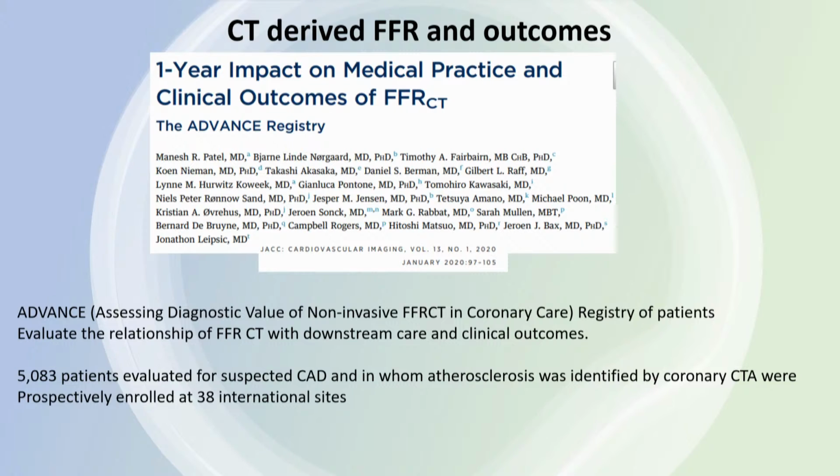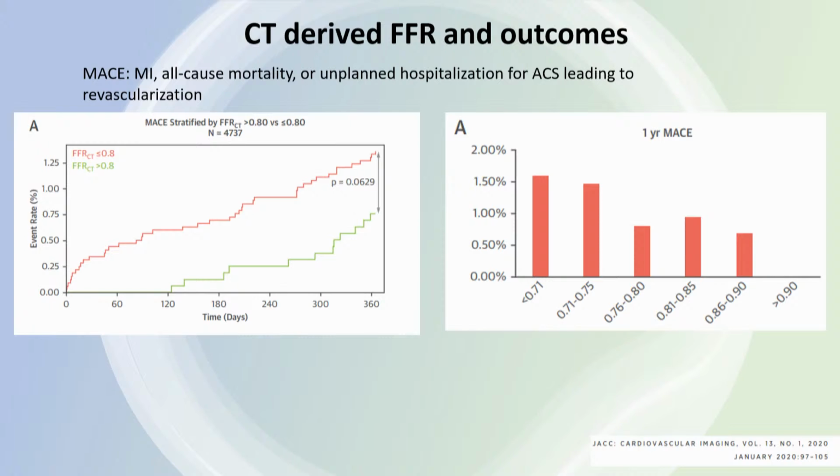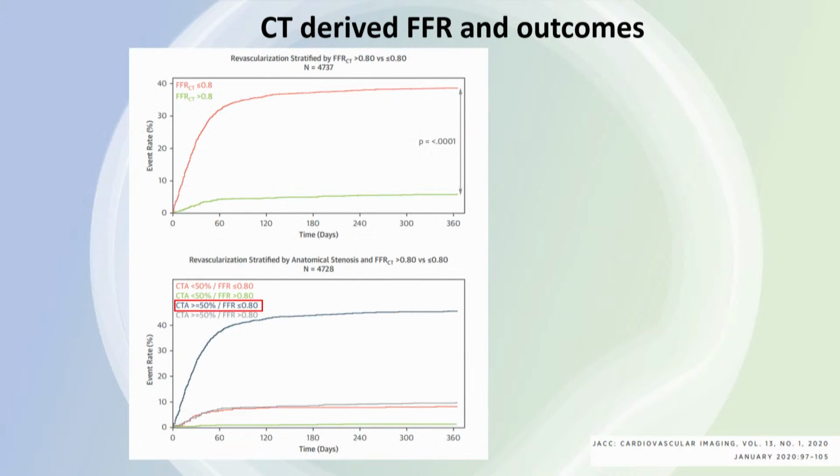They reported the 1-year outcome on 5,000 patients, and all these patients needed to have at least a 30% stenosis on one of the coronary arteries. And they showed that the major adverse cardiac events were much lower if your CT-FFR is greater than 0.8. And this is the red, which is less than 0.8. When you stratify by different categories of CT-FFR, the lower your CT-FFR, the higher the incidence of major adverse cardiac events. So there is association with outcomes.